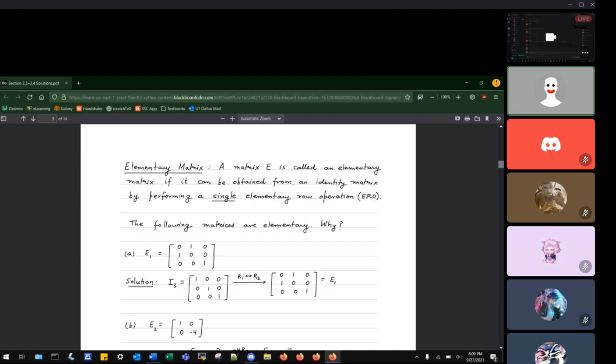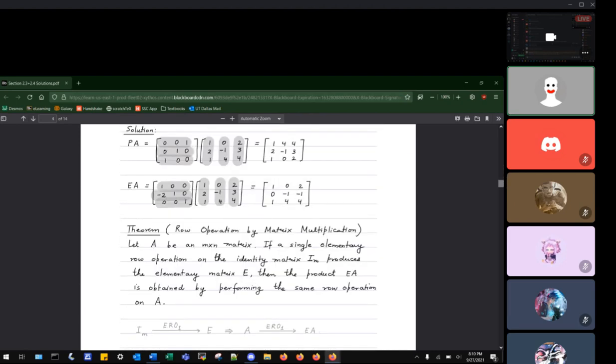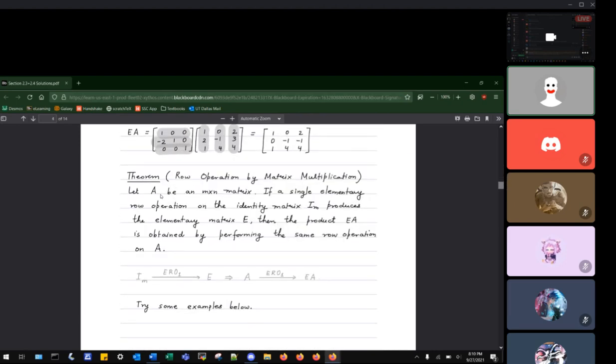An elementary matrix is a matrix that can be obtained from the identity matrix using exactly one elementary row operation. For example, here you can get this matrix from the identity matrix by swapping row 1 and row 2. An elementary matrix can be associated with a single elementary row operation. For example, R1 plus K R3 would be associated with an elementary matrix.